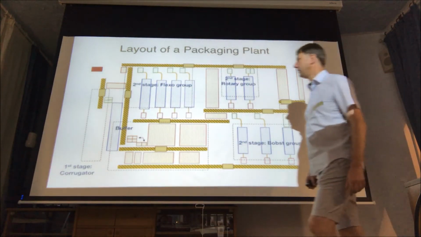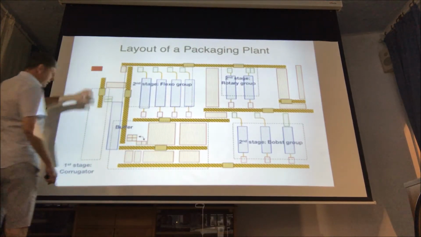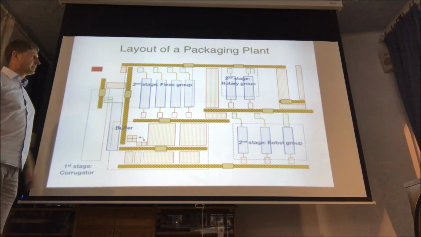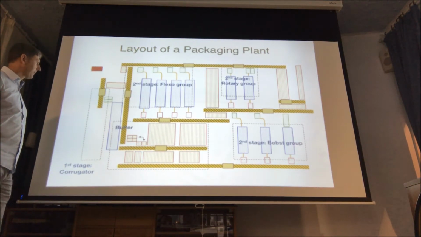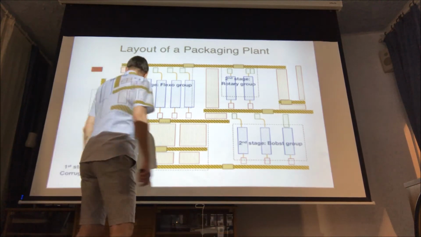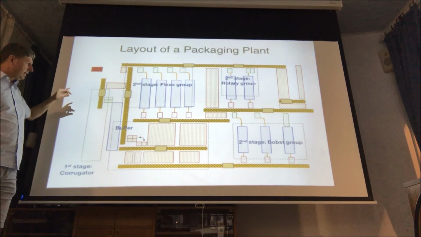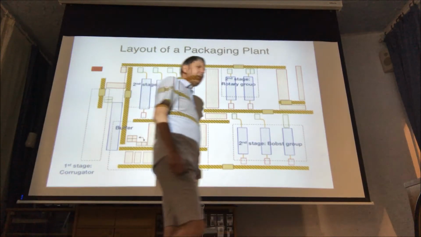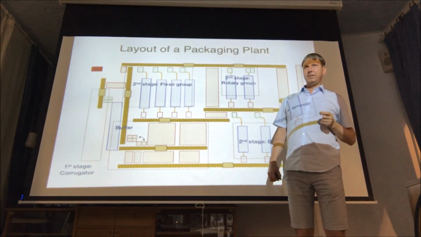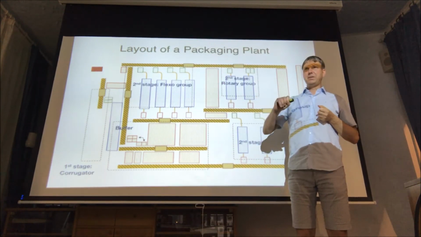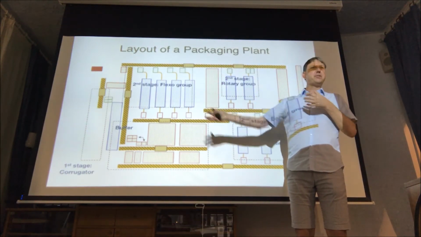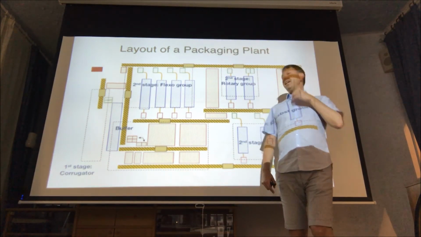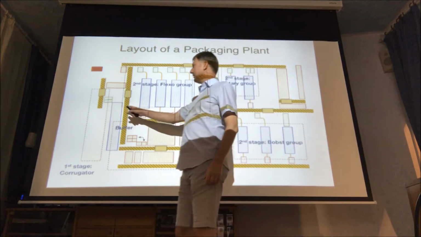So you start with a corrugator, and then there's a buffer, and there are different post-processing steps in order to get the boxes done, right? And what happened is the corrugator basically broke down easily. So whenever they had it fixed, they ran it as quickly as they could, because they said, let's get done as much as possible until it breaks down again. And that caused basically congestion in the buffer.